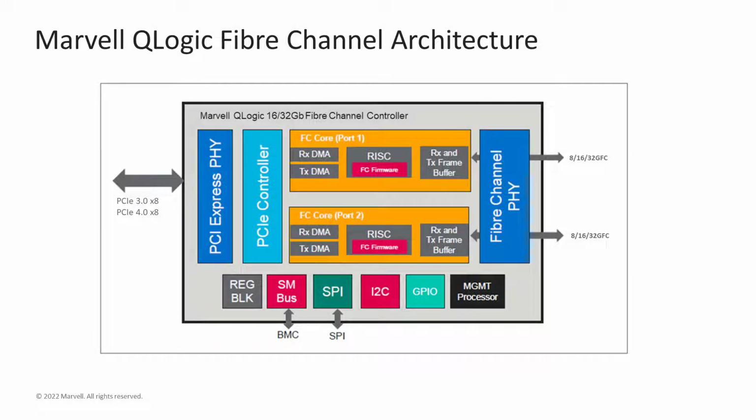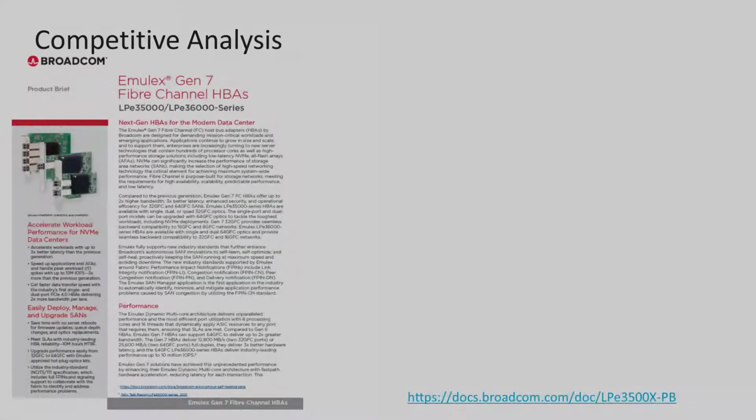Here's the block diagram for the QLogic 2-port Fibre Channel ASIC. You can see that each port has a separate processor, firmware, and receive and transmit DMA memory buffers. This completely isolates the two ports and ensures that they both operate independently and deliver predictable per-port performance.